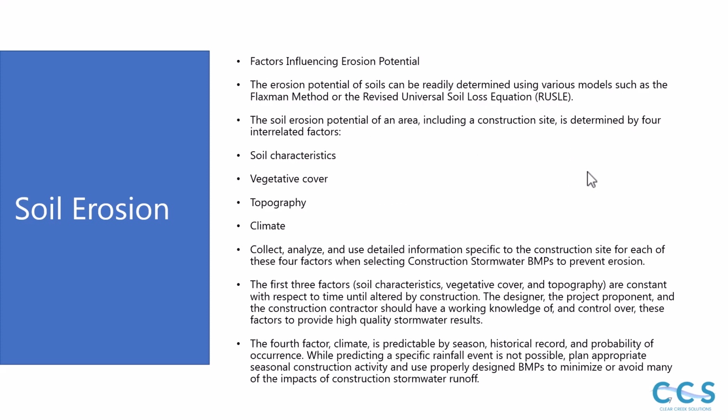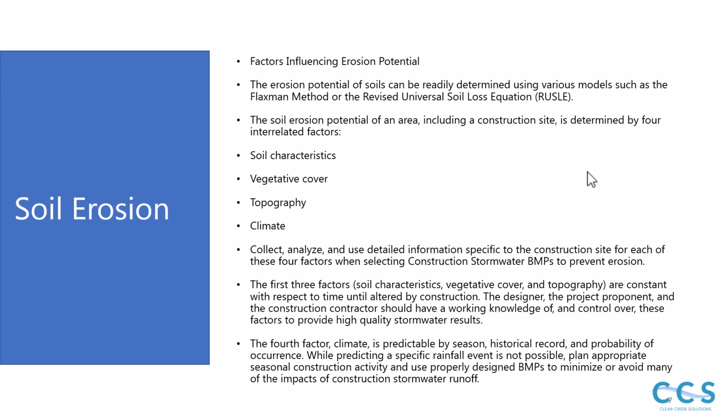So there's quite a few factors influencing the erosion potential of a site. The erosion potential of soils can be readily determined using various models such as the Flaxman method or the Revised Universal Soil Loss Equation. The soil erosion potential of an area, including a construction site, is determined by 4 interrelated factors: soil characteristics, vegetative cover, topography, and climate. We need to collect, analyze, and use detailed information specific to the construction site for each of these 4 factors when selecting construction stormwater BMPs to prevent erosion. The first 3 factors, soil characteristics, vegetative cover, and topography, are constant with respect to time until altered by construction.